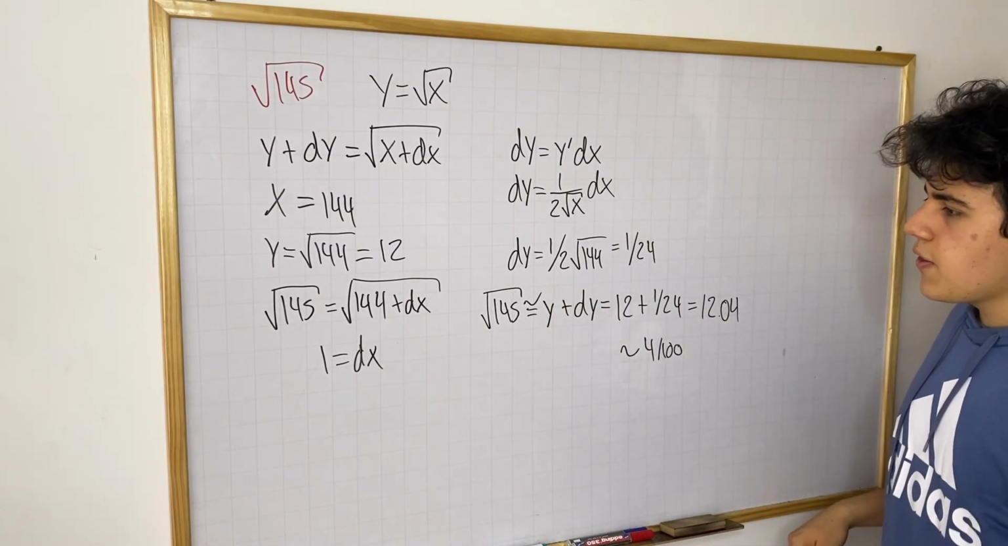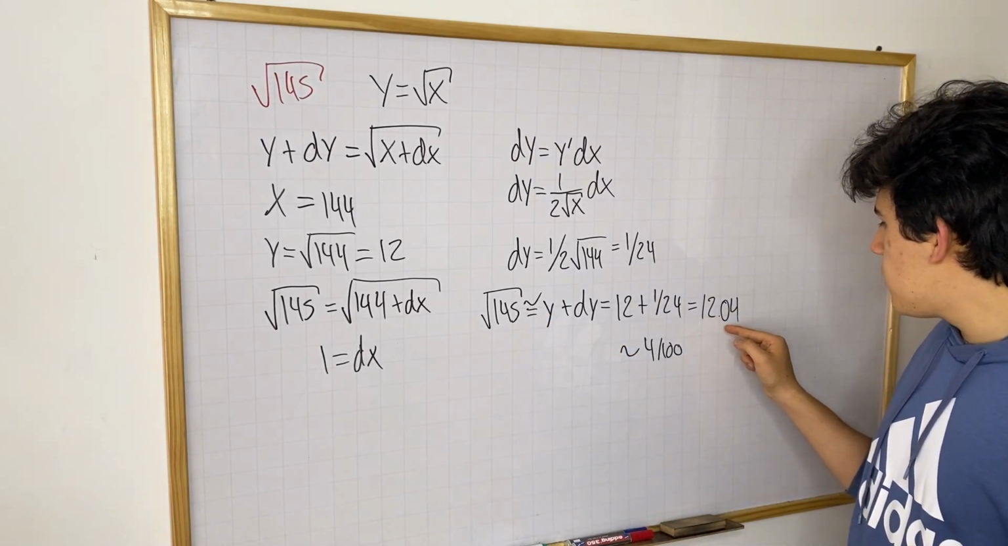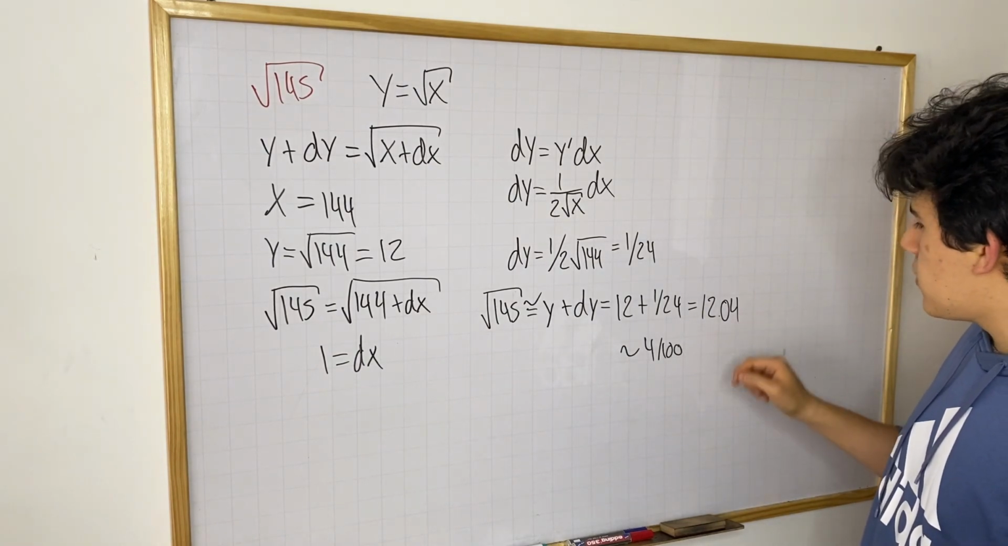So that's been the entire thing. Now you know that the square root of 145 is very close to 12.04. You probably have some more decimals after the 4.